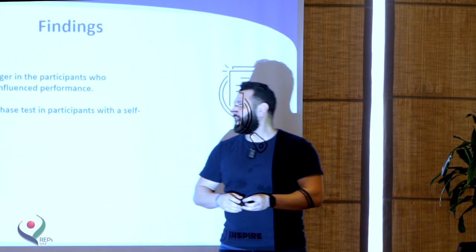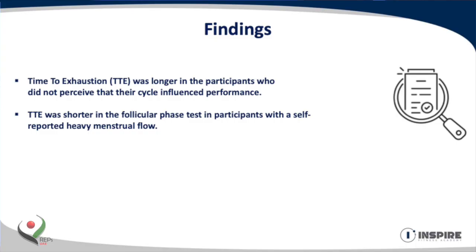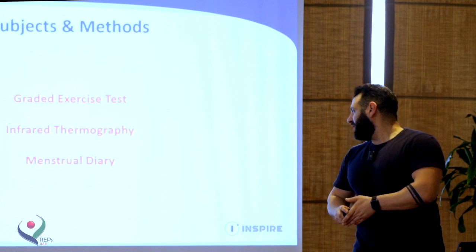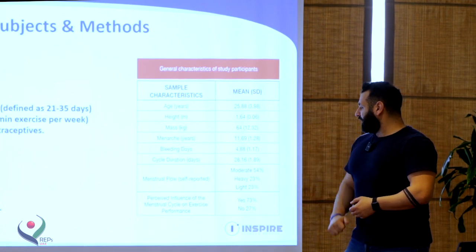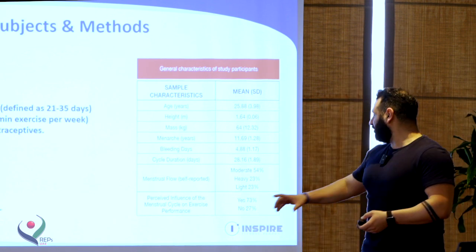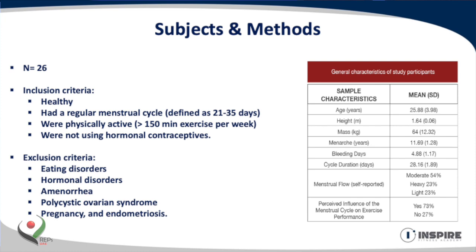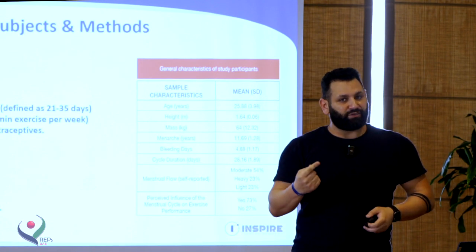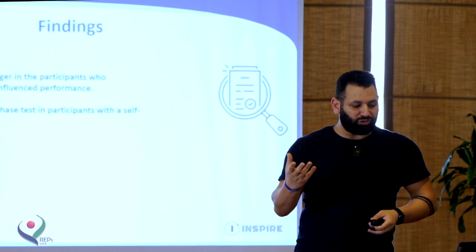And also they noticed that time to exhaustion was shorter in the follicular phase test in participants with self-reported heavy menstrual flow. So they asked them about the bleeding, the flow. If it's heavy, moderate, or light. And by the way, if you'd like to know the percentages, 54 had moderate bleeding, 23 heavy, and 23 light. Whoever had a perception of heavy bleeding, they were reaching fatigue much faster. The time to exhaustion was much shorter. So that's another insight.